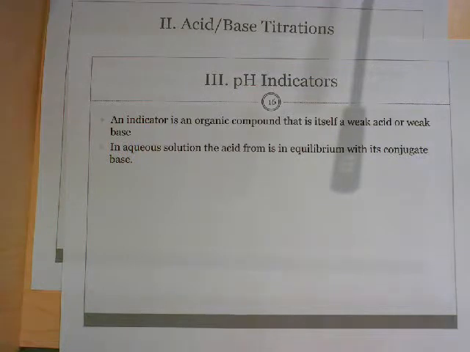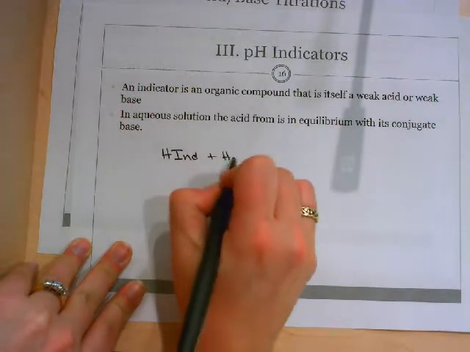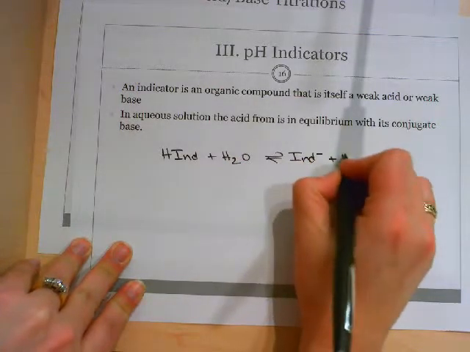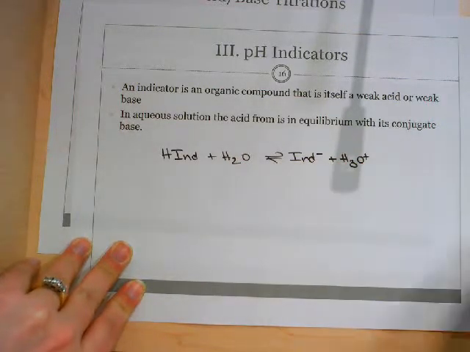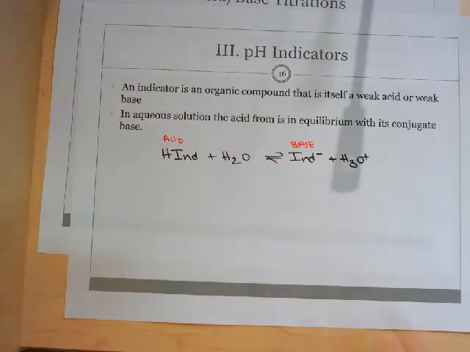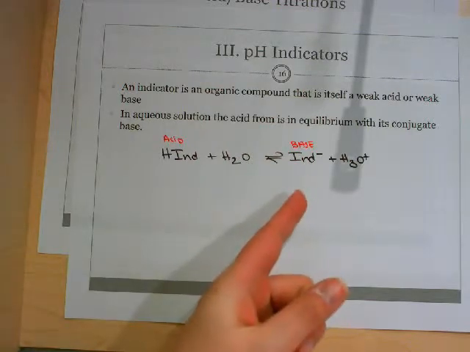So an indicator is a compound that is itself a weak acid or a weak base, in which case it's making its own kind of buffer in solution. So for example, right? So you have an indicator that's a conjugate acid base with itself. So the indicator protonates the acid, and it can deprotonate and be the base.